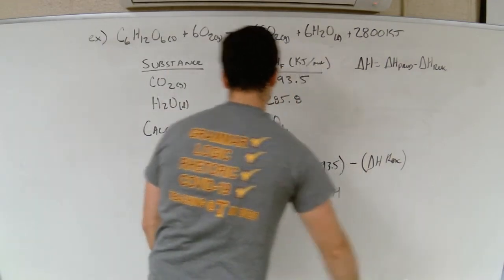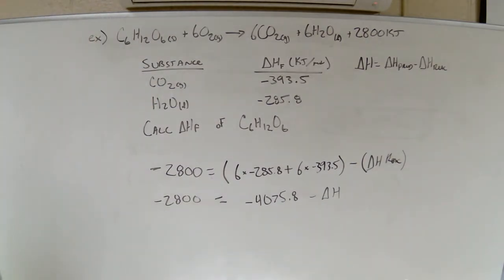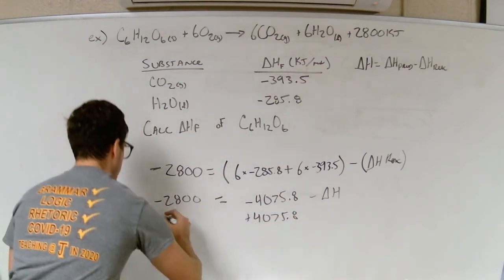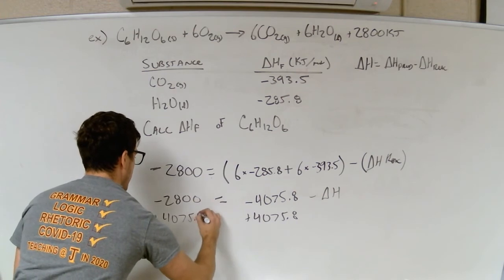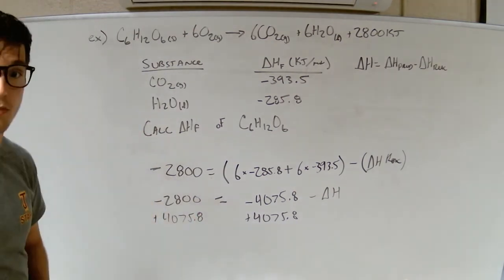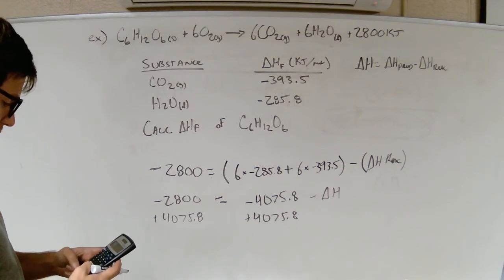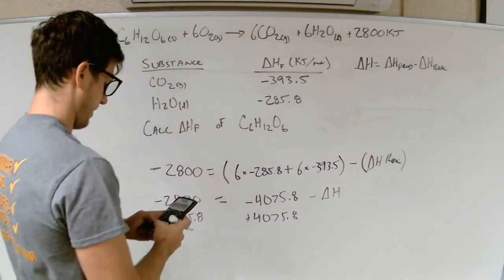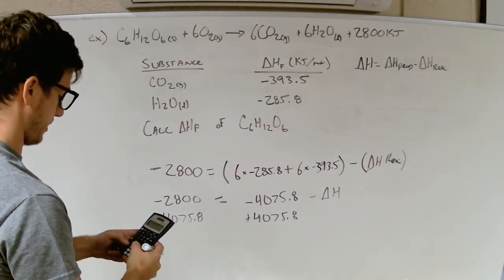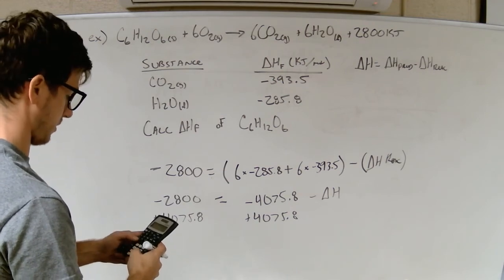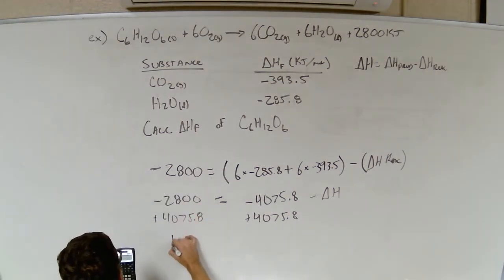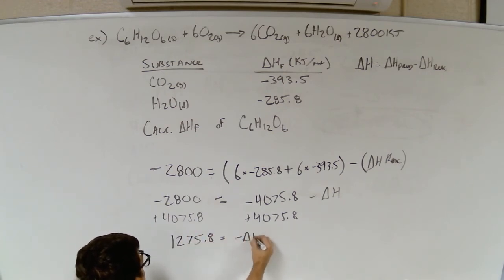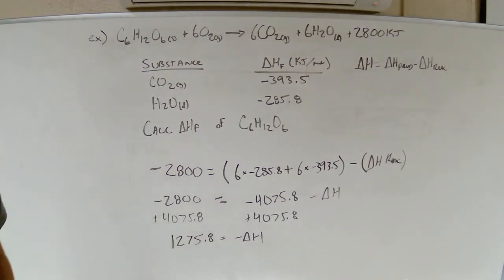Minus delta H. I'm going to add 4075.8 to both sides. Okay, and I'll simplify once more. So negative 2800 plus 4075.8 gives 1275.8 equals negative delta H, and then we have to get rid of that negative.